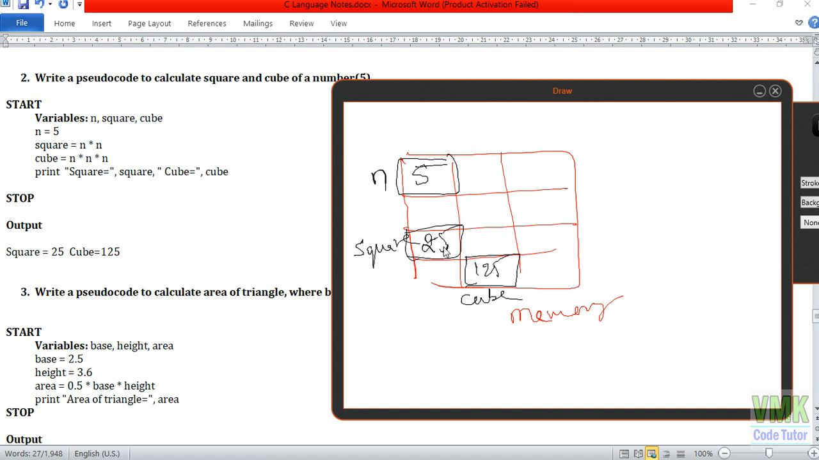Square is equal to 25 and cube is equal to 125. Therefore you will get on the monitor that square is equal to 25 and cube is equal to 125. This is the output that you are getting on the monitor. Okay, so this is how you are going to get the results on the monitor.